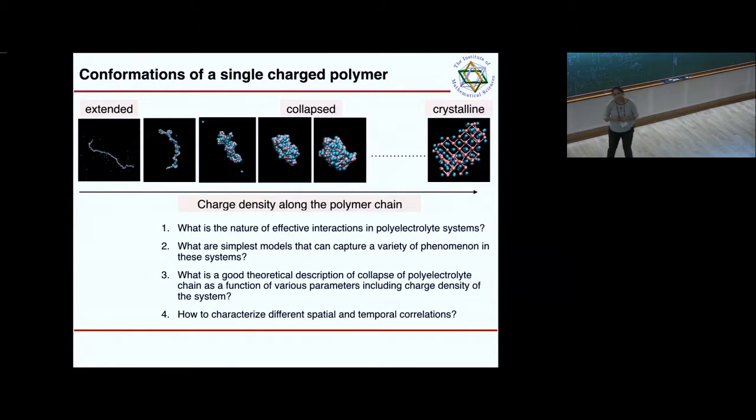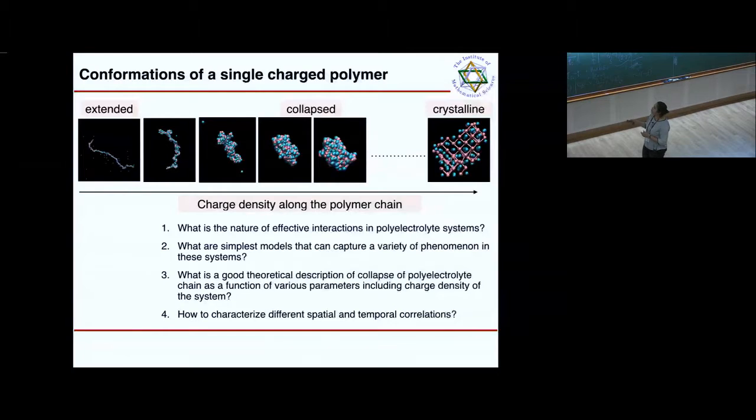What is the nature of effective interactions? These are charged systems, and still they form collapsed conformations. So what is the nature of the effective interaction? What is driving this attraction? What are the simplest models that can capture various phenomena in these systems? What is a good theoretical description to understand this?